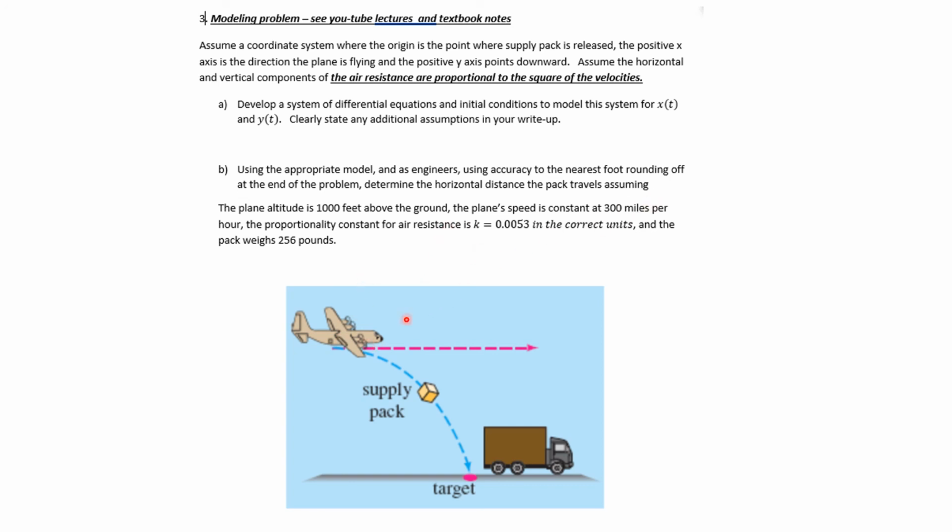The speed is constant, 300 miles per hour. The proportionality constant for air resistance is K equal to this, and that's in the correct units. And the package weighs 256 pounds. There's a little picture to perhaps help you. And so this is a very applied system of differential equations to solve.